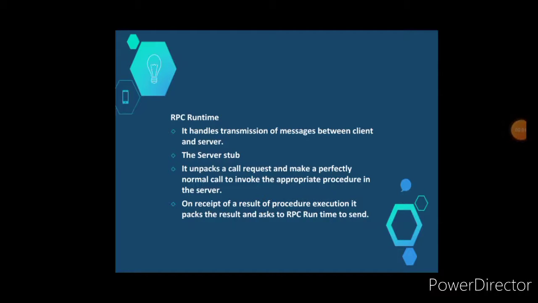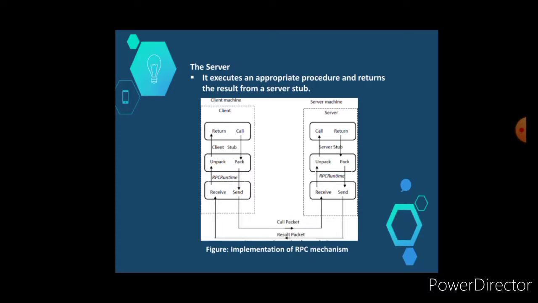Another one is the server stub. The server stub is similar to the client stub and is responsible for the following tasks. On receipt of a calling request message from the local RPC runtime, it unpacks and makes a normal call to invoke the required procedure in the server. And another task is, on receipt of the result of procedure execution from the server, it unpacks the result into a message and then asks the local RPC runtime to send it to the client stub.